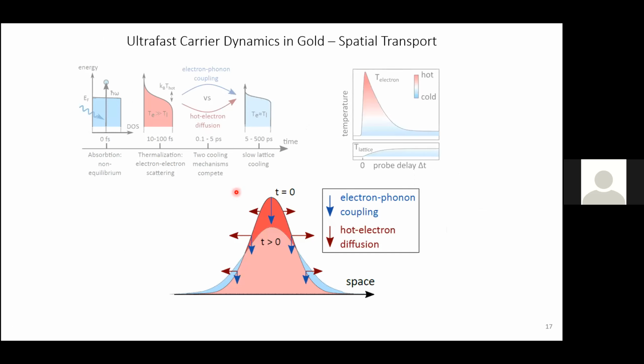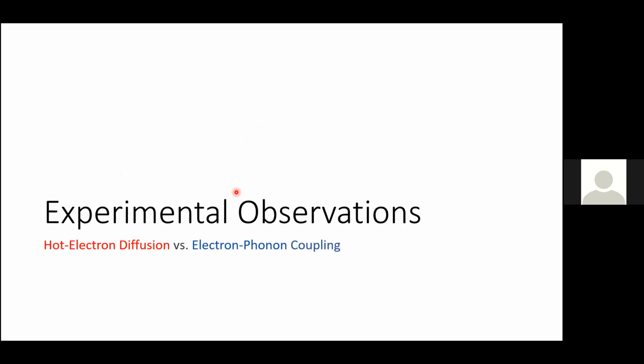The idea is that you have your initial Gaussian, and the hot electron diffusion will make it spread laterally, while the electron phonon coupling will just make the Gaussian decrease. So in this way, we can disentangle these two phenomena just by doing spatial temporal. So how do we image this? Same as for what I showed you before.